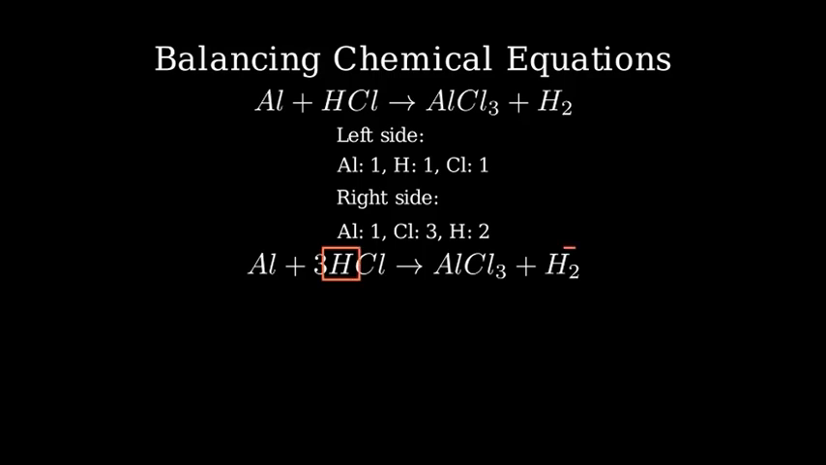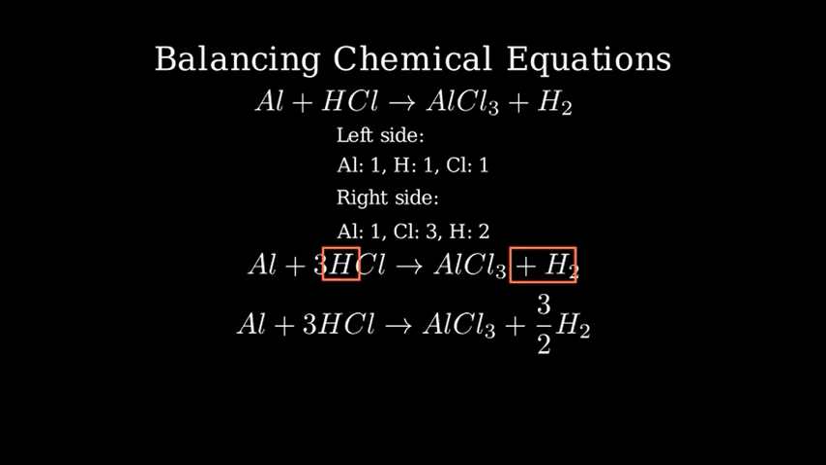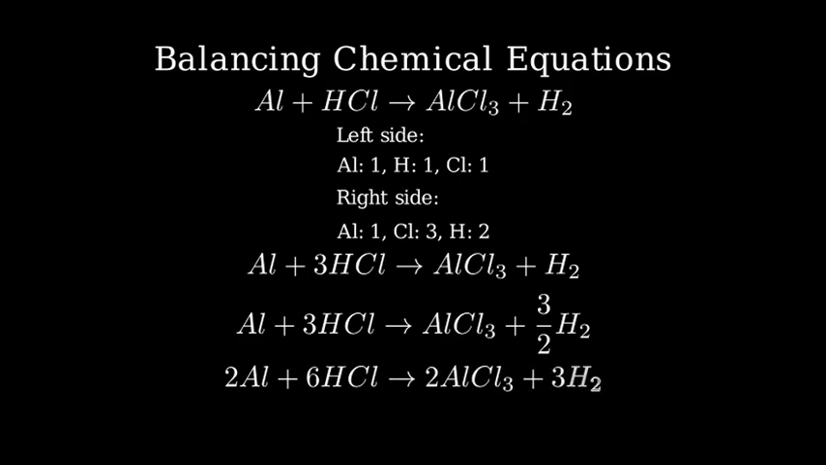Now, let's balance hydrogen. We now have 3 hydrogen atoms on the left side and 2 on the right. To balance this, we need to add a coefficient of 3 halves to H2 on the right side. To remove the fraction, let's multiply the entire equation by 2. This gives us our final balanced equation.